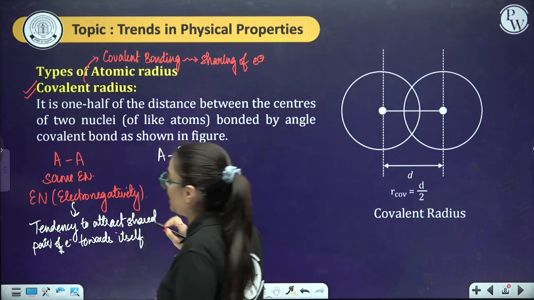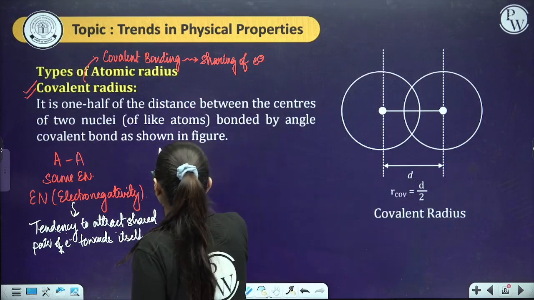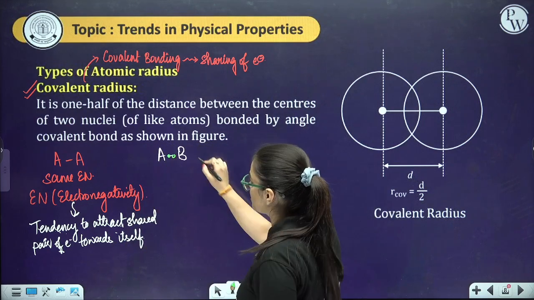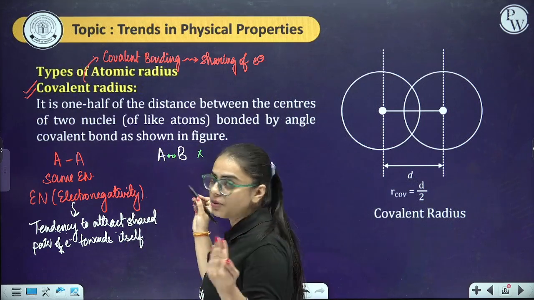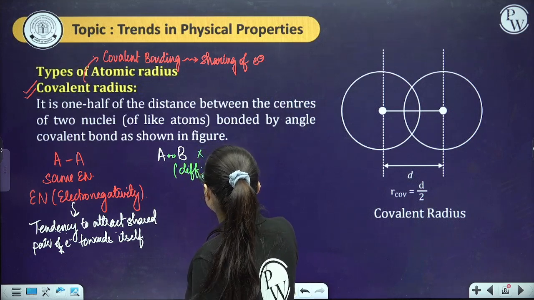Let us consider A and B are making a bond, right? Now, you very well know that there are two electrons in a single bond, yeah? In actual, it does not look like this. A and B, that means different atoms, that means they will have different electronegativity.